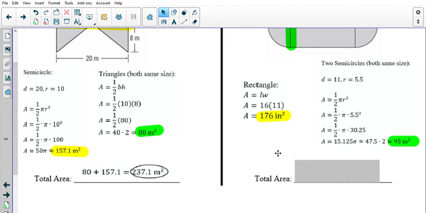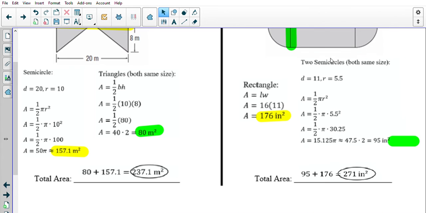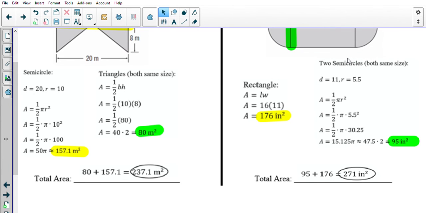So to find the total area, we want to add the area of the rectangle to the area of the two semicircles together to get a total area of about 271 inches squared.